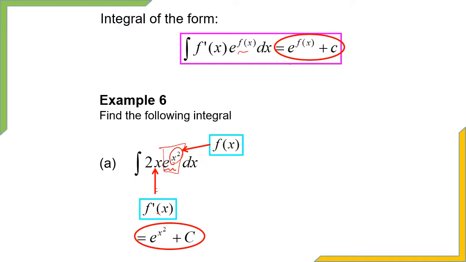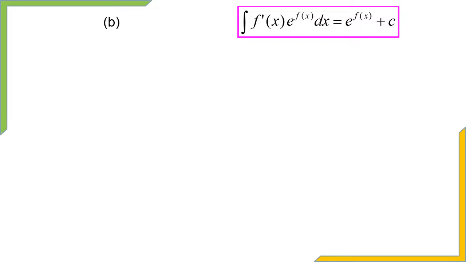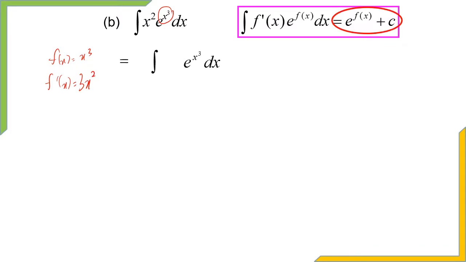Usually I will ask my students to write down what f(x) is, and then check whether we get the same f prime x as in the question. So let's see question B. We have the integration of x squared e to the power of x cubed. Let's say this is our f(x), the index of the exponent, equal to x cubed. Suppose f prime x should be equal to 3x squared, but now we only have x squared. In the question we don't have the 3, so we have to eliminate the 3 so that it will be the same as the question.